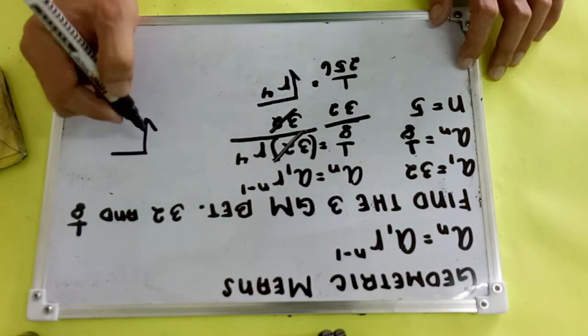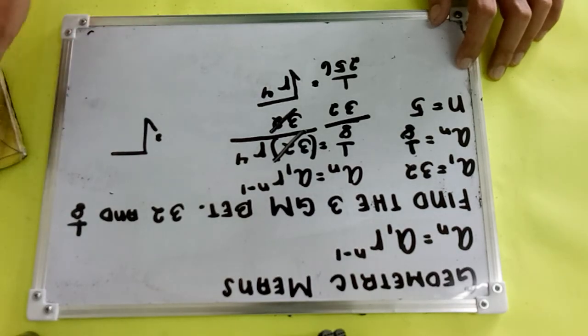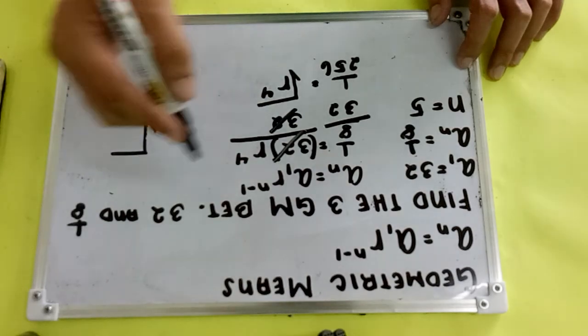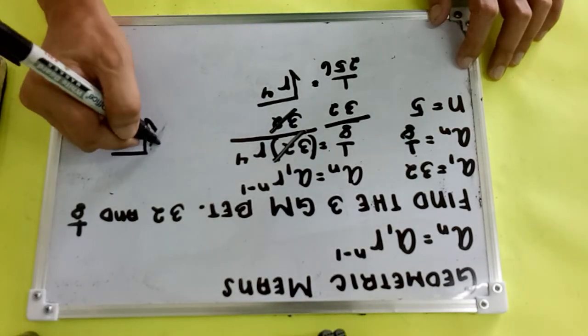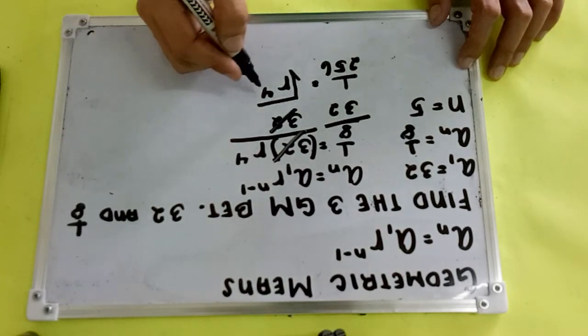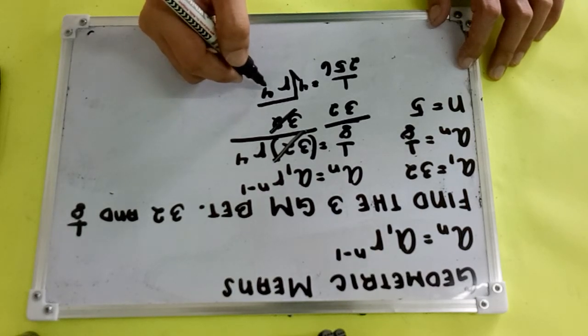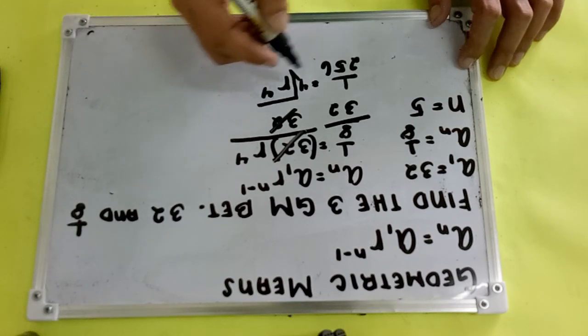So sa square root kasi meron talaga siyang 2. Kaya siya tinawag na square root. Pero since 2 siya, hindi na natin inilalagay. And then kapag cube root, 3. And then kapag 4th root, 4. So depende sa exponent. So dito ang gagamitin natin ay 4th root. Kasi ang exponent niya ay 4. Para makancel si radical sign or si 4th root, saka yung exponent na 4.